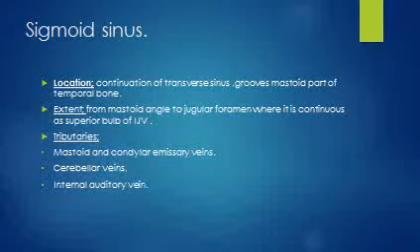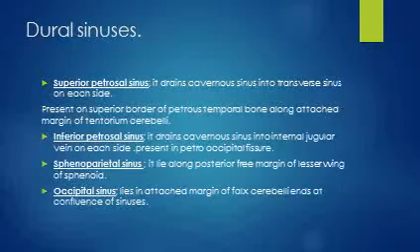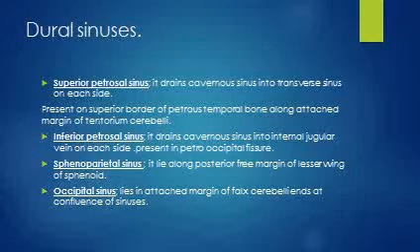Sigmoid sinus lies in the continuation of transverse sinus, and it grooves the mastoid part of temporal bone. It extends from mastoid angle to jugular foramen, where it becomes continuous as the superior bulb of internal jugular vein. You can see the important tributaries of sigmoid venous sinus: superior and inferior petrosal sinus.